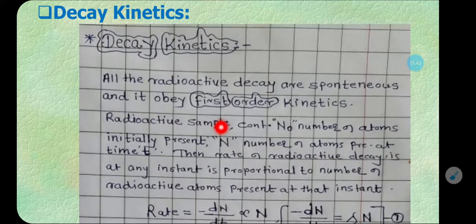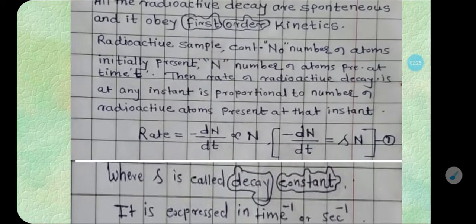Consider a radioactive sample containing N0 number of atoms initially present and N number of atoms present at time t. Then according to chemical kinetics, the rate of radioactive decay at any instant is proportional to the number of radioactive atoms present at that instant.